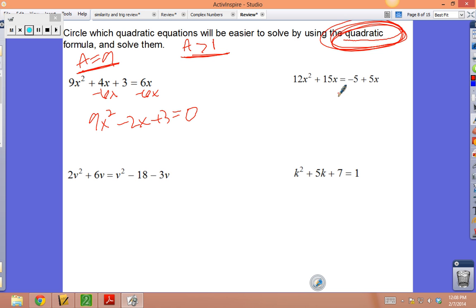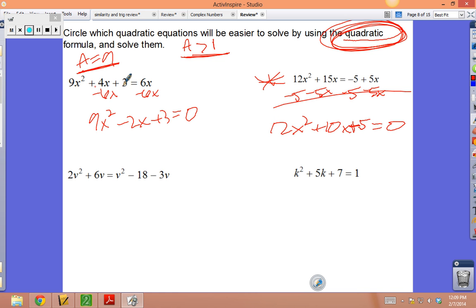Let's look at this one. I'm going to minus 5x and minus 5 on this side. So you got 12x squared plus 10x minus 5 is 0. You want to try and factor that or use the quadratic formula? This would be plus 5, plus 5 right there. These two right here, you want to use the quadratic formula.